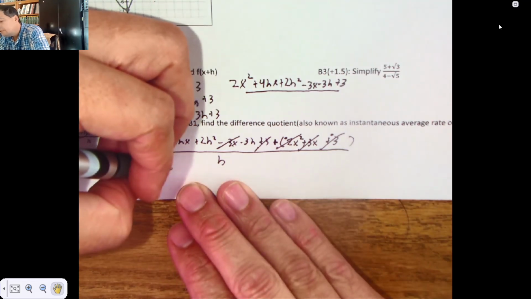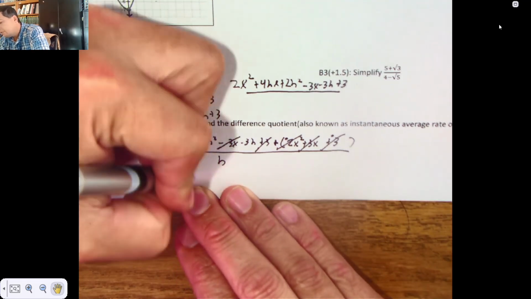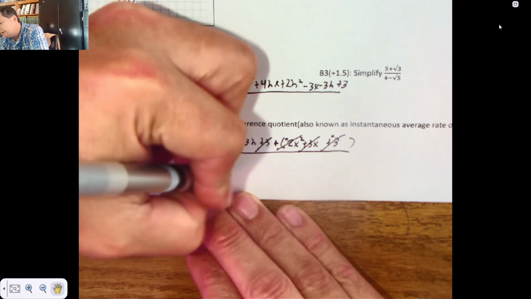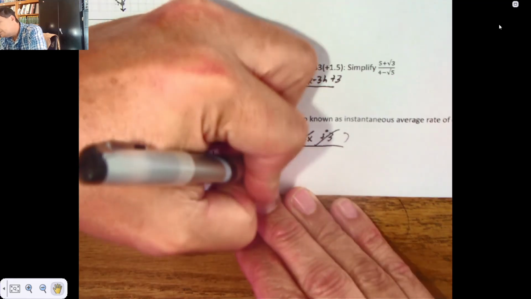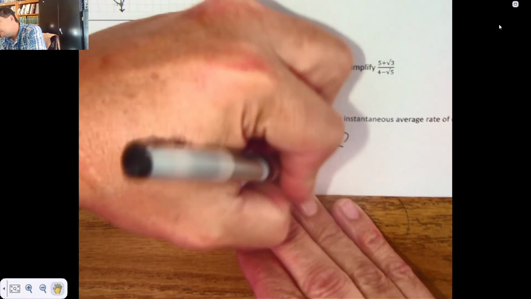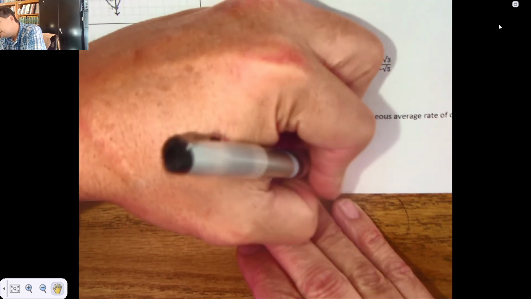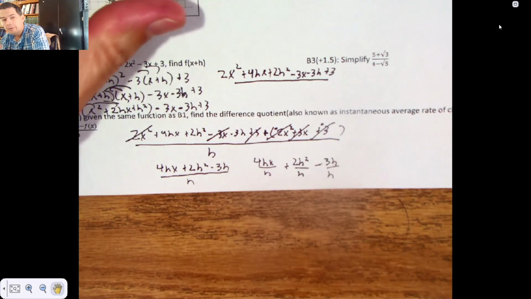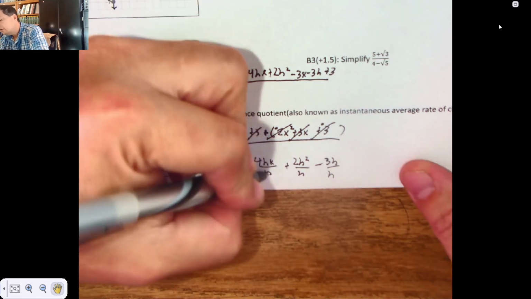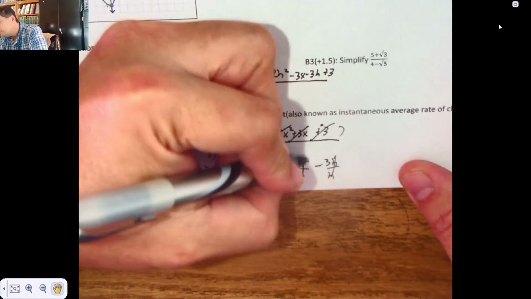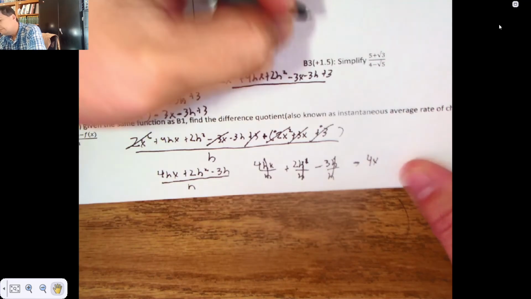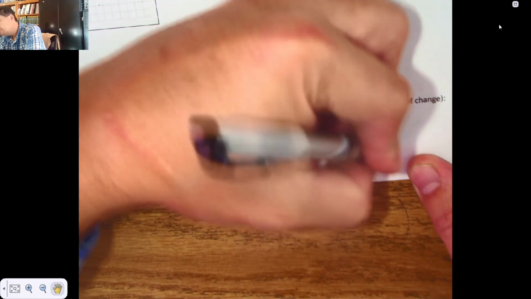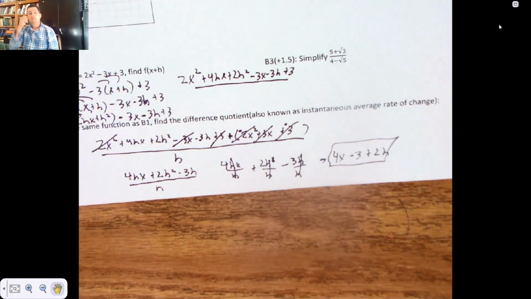So you are now left with 4hx plus 2h squared minus 3h, all 3 pieces sitting over an h. Think about that. The 4hx is over an h. The 2h squared is over an h. The minus 3h is over an h. All 3 pieces of the numerator contain an h. Gone, gone. Exponent becomes a 1. So I have 4x minus 3 plus 2h. There you go, kids. Oh, one more.